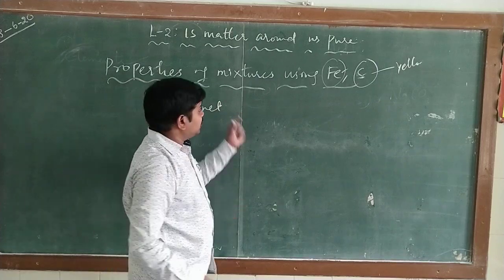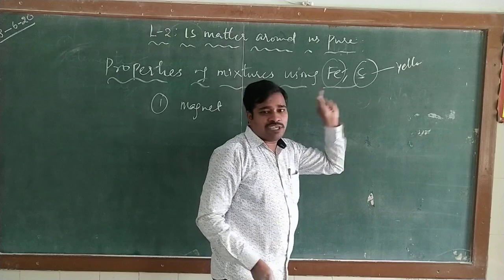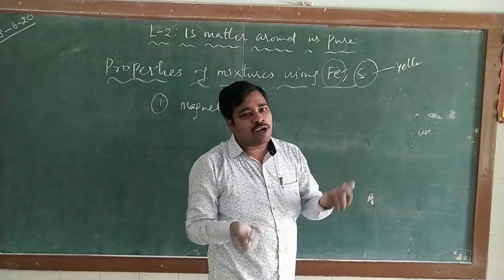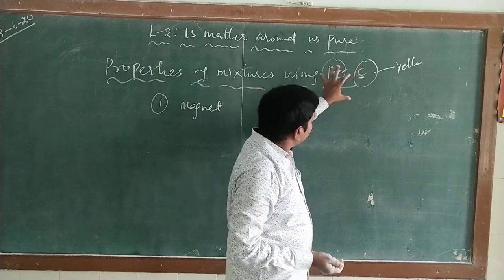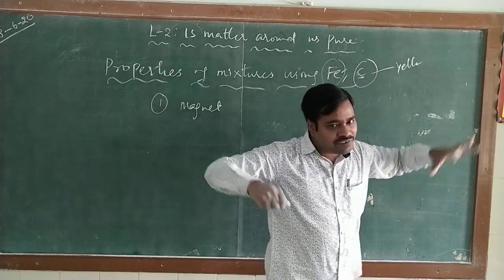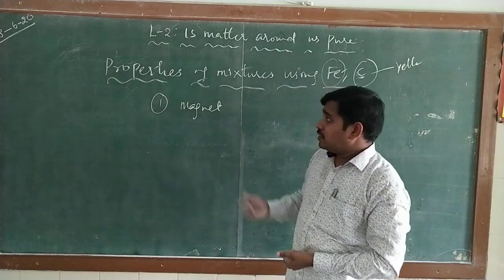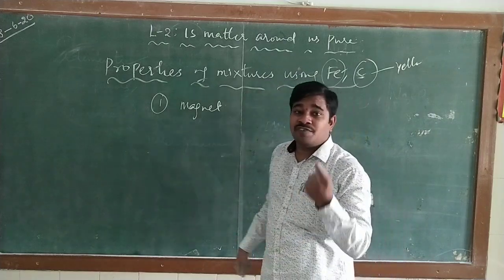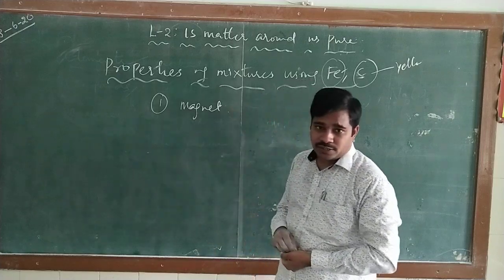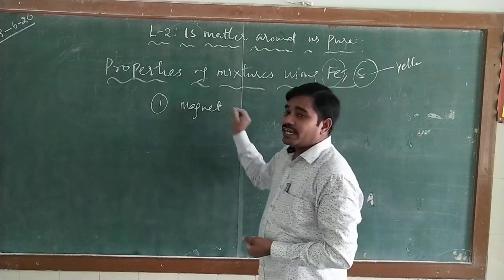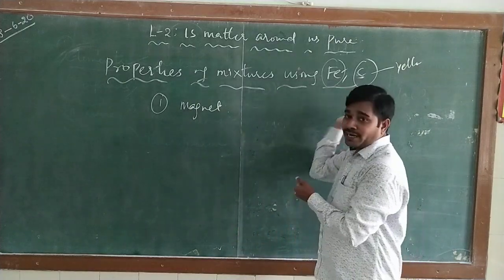We already discussed that in mixtures, the iron and sulfur are not present in a fixed ratio. They are in variable composition. We can take as much as we want, so the iron and sulfur are mixed in different proportions. Now we want to separate them. Already we discussed that mixtures can be separated by some physical process. We have various physical processes, and one is the magnet. By using a magnet, we can separate iron from sulfur.